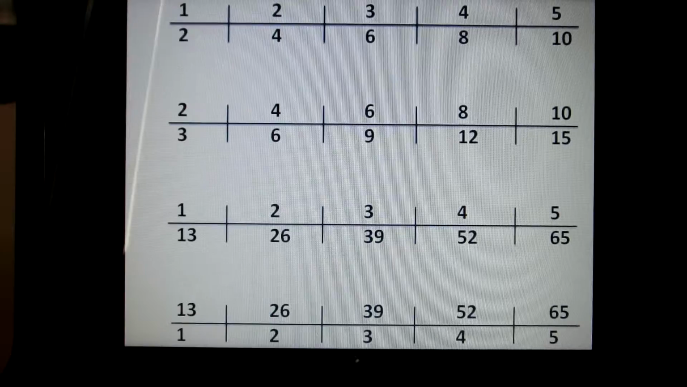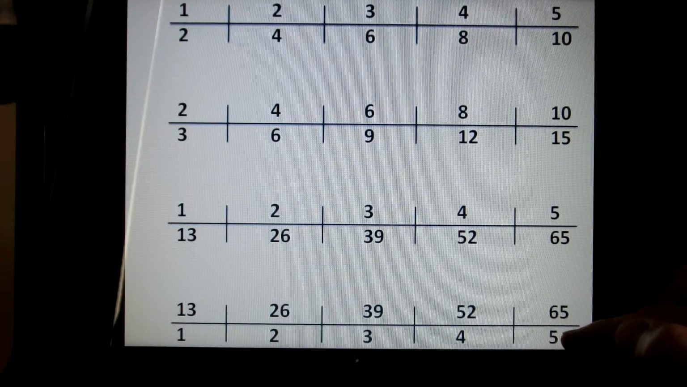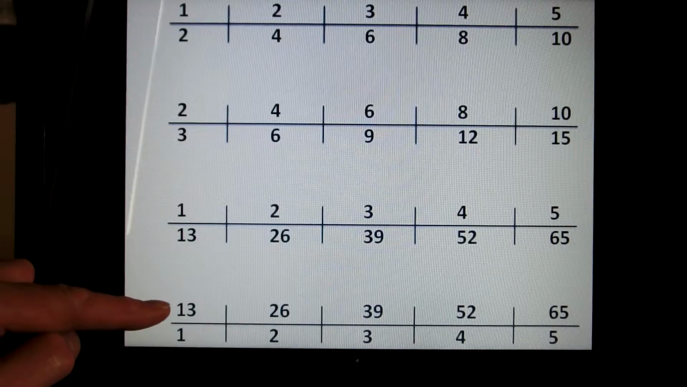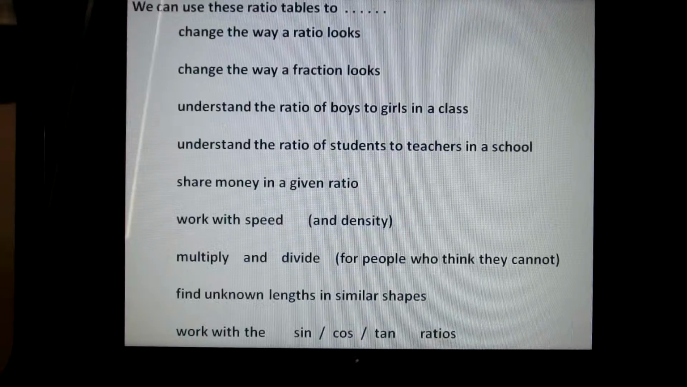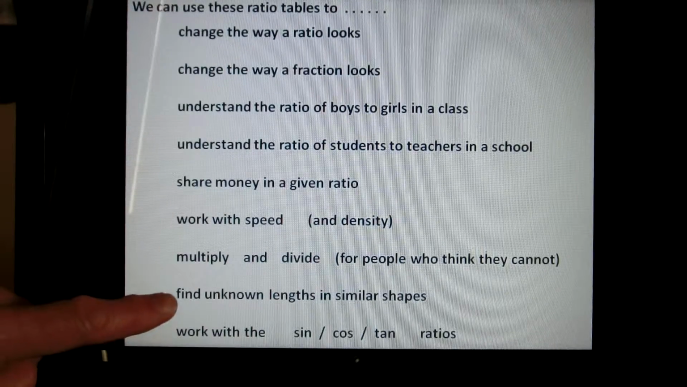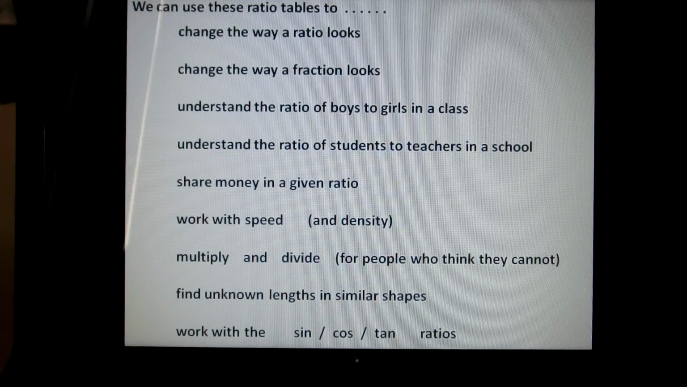Working with speed. If somebody cycled 65 miles in 5 hours, that would be the same as cycling 13 miles in 1 hour. So their speed would be 13 miles per hour. So you can use it for speed. You can also use a ratio table for multiplying and dividing, for finding unknown lengths in similar shapes, and for working with the sine, cosine and tangent ratios. And that will do for now.